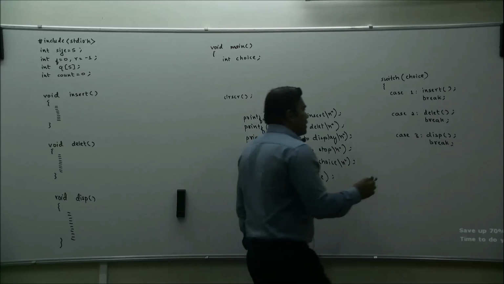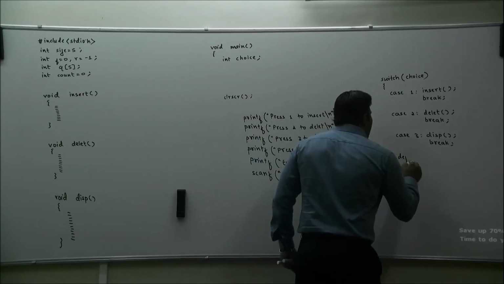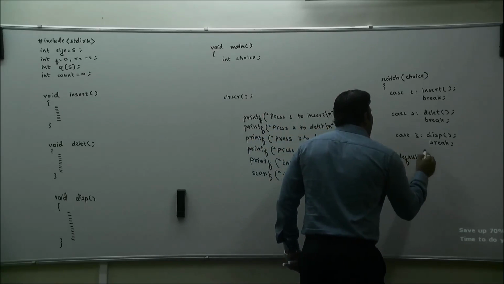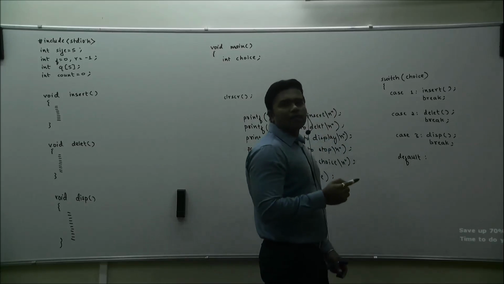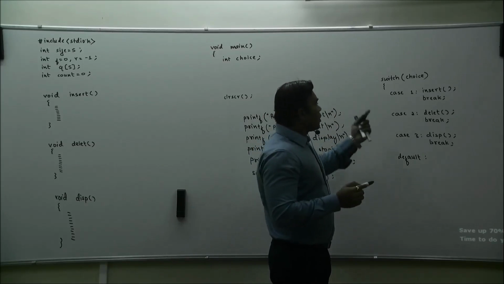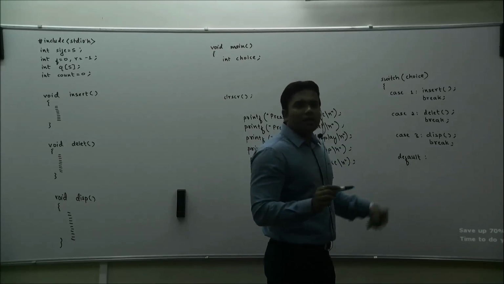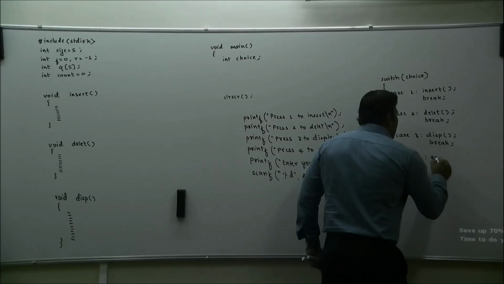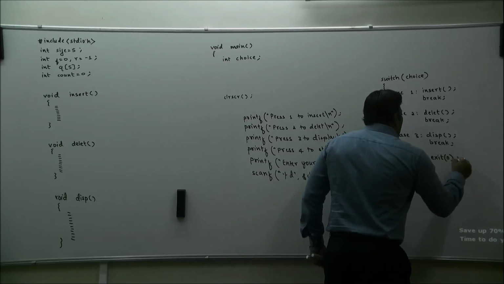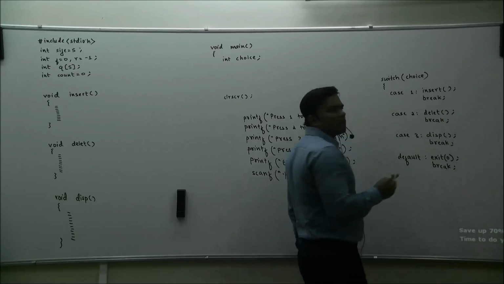In which case, I would write default. If you write case 4 also okay, but a better style of programming is to write default. Means if it is not 1, not 2, not 3, if it is anything else that he has pressed, control comes here, in which case I will call exit. No need to write break for the last one, but write it anyway. Everywhere you have written it, there also write it.